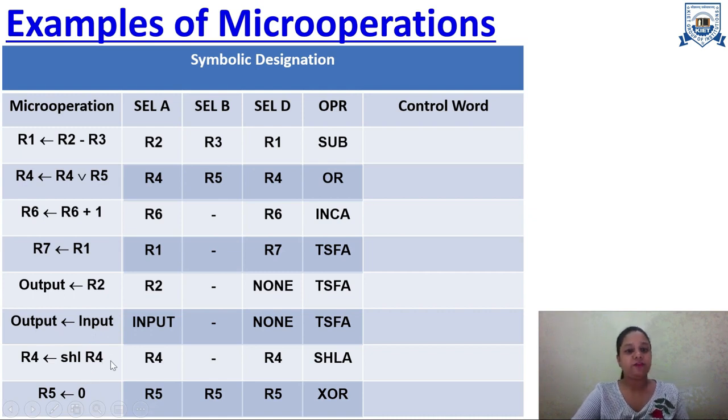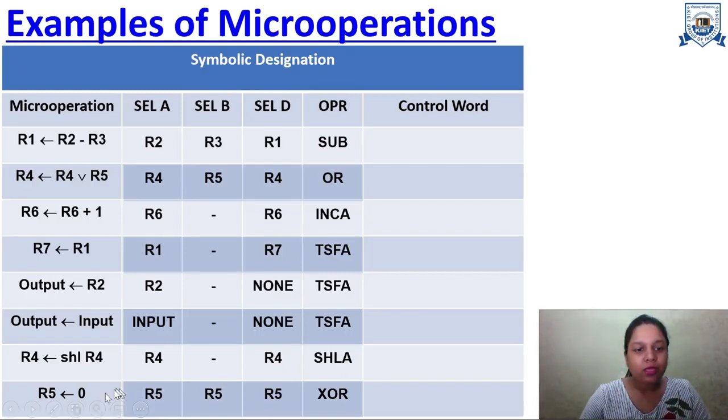This is a shift left operation. Whatever the content of R4 is, that has to be shifted left, then the result will be stored in R4. So R4 is the input register, there is no second register, and the resultant register will be R4. The operation is shift left A.